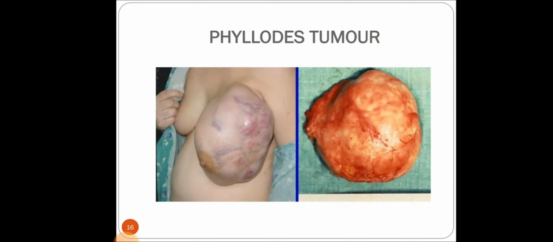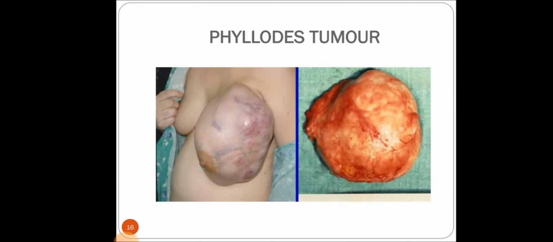And even though we have told that it is benign, there is a chance that it is considered as borderline or malignant. Means if we tell that 85% of the phyllodes tumor will be benign, but still the 15% belongs to the borderline or malignant category. So that is about phyllodes tumor.